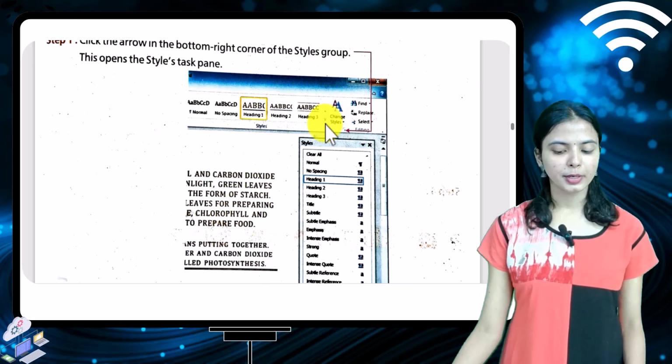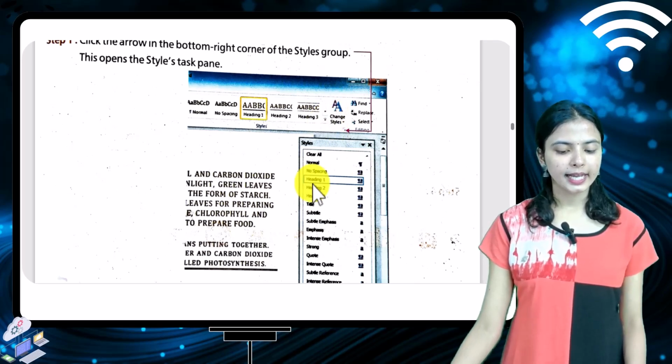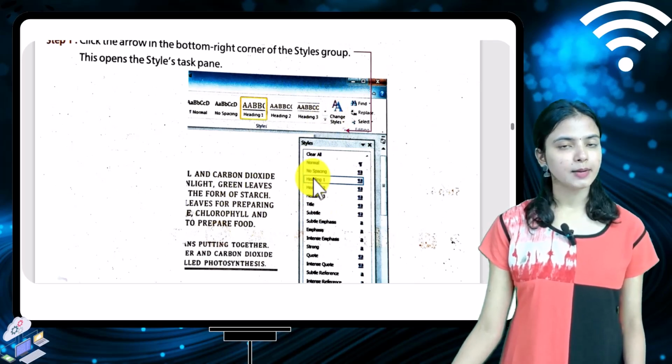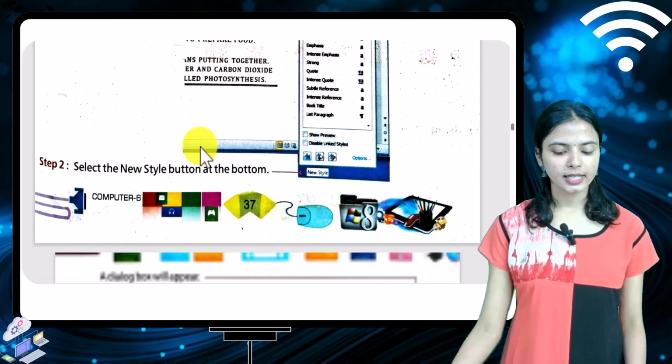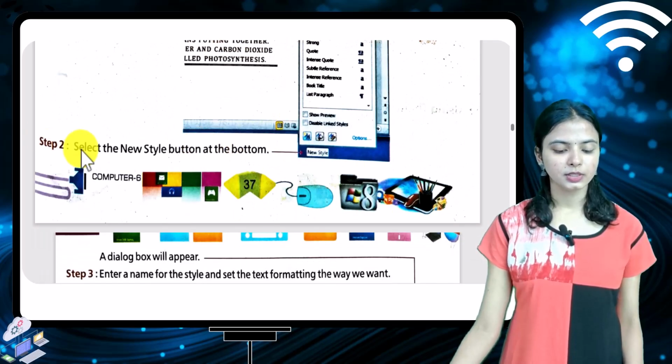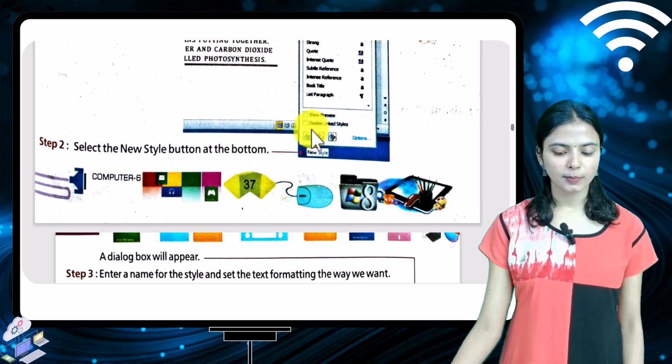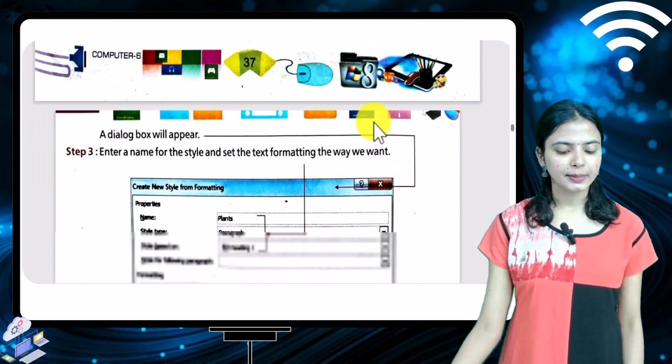जैसे ही आप drop down menu open करते हैं, आपको यहाँ पर दिखेगा कि heading के लिए आपको कौन सा style use करना है, right? There will be several options. Select the new style button at the bottom. आपको यहाँ पर new style button पे क्लिक करना है.